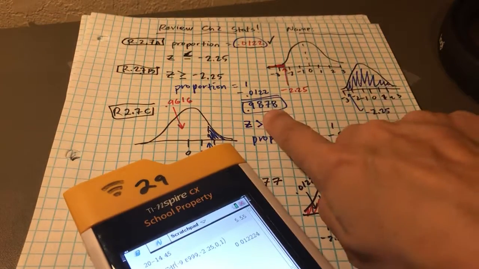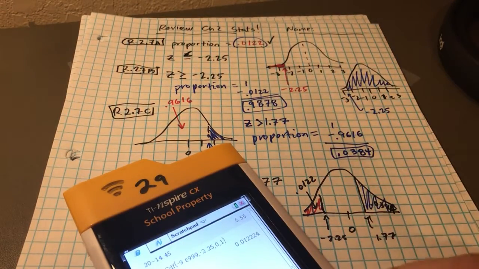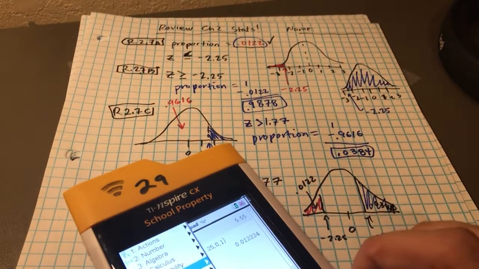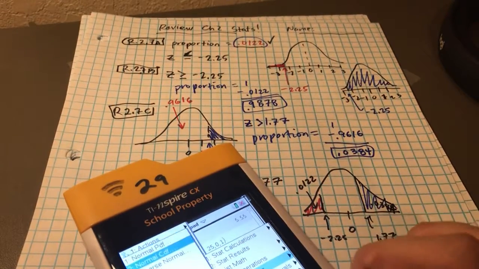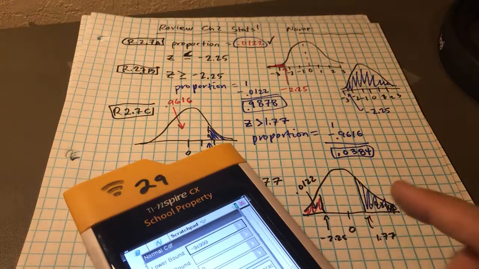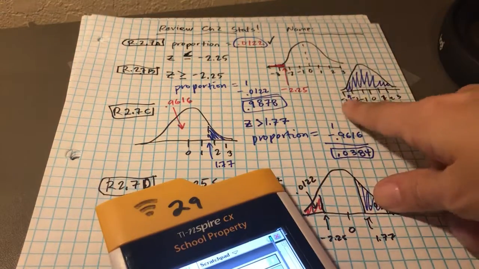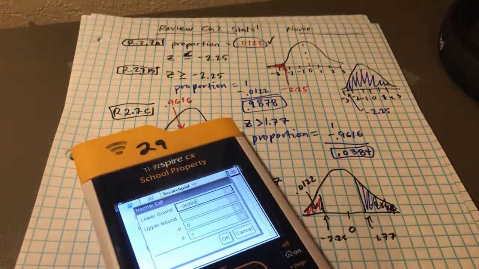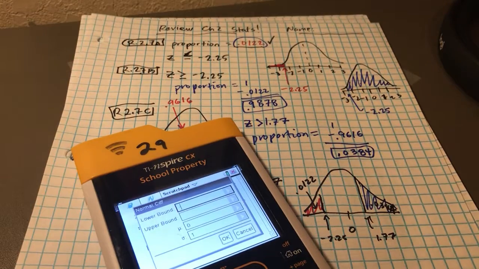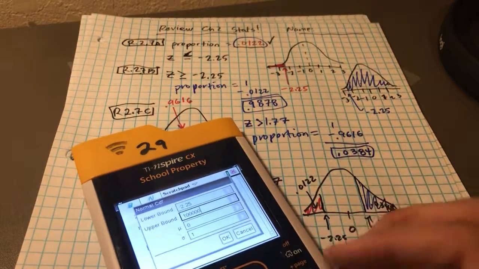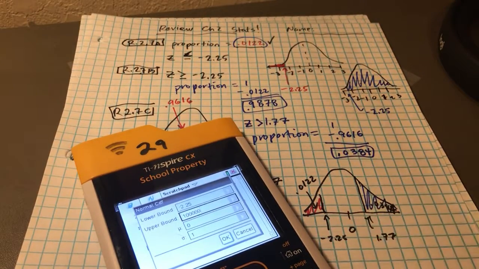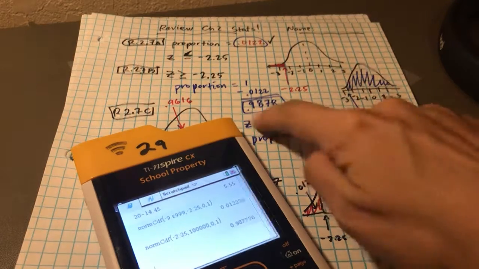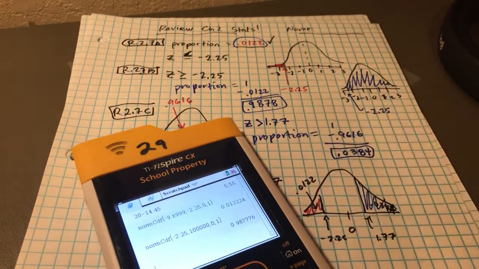Now let's double check our answers on the other ones. So the next one would be normal CDF again. Our lower bound on the next question is negative, just looking at my picture, negative 2.25. My upper bound is a really big number, and I leave mu 0, standard deviation 1, hit enter, 0.98, oh, same answer. Awesome.